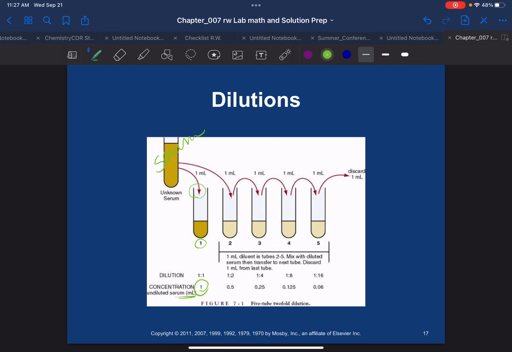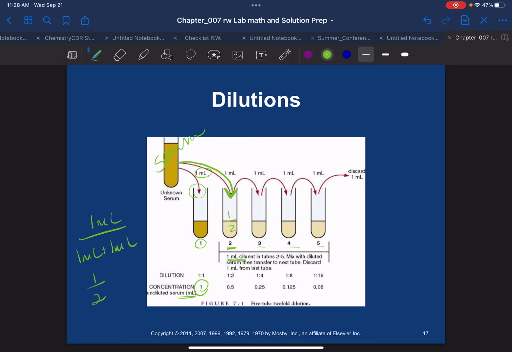Now, the next set of tubes, tube 2, 3, 4, and 5, is a serial dilution. Again, we're taking 1 milliliter from our serum and putting it in our tube, and we've already added 1 milliliter of diluent in tubes 2 through 5. So we have 1 ml of our serum in each tube plus 1 ml of our diluent. So we have 1 over 2. The dilution in this tube is 1 to 2.